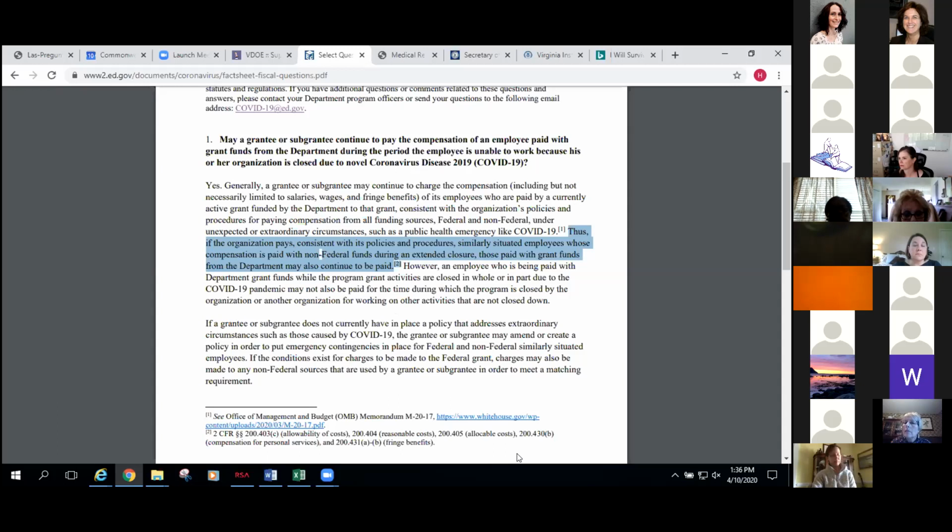So if you had a period of time in your organization that was completely closed and people were not working, but some people were being paid, this is the guidance to say you may charge hours to the federal grant, and also to any non-federal sources that are used in a matching capacity. So GAE or SLCA may also be used in this situation if necessary.